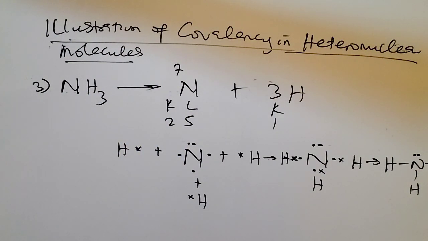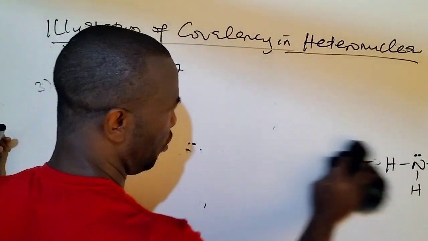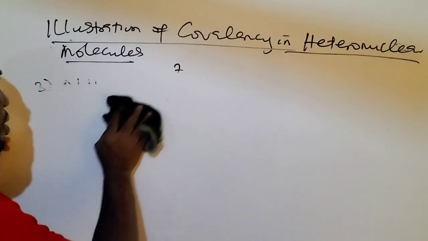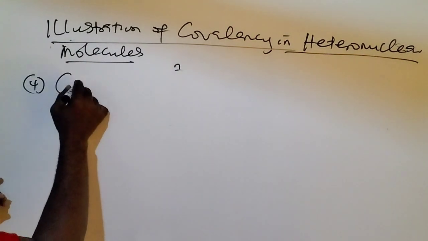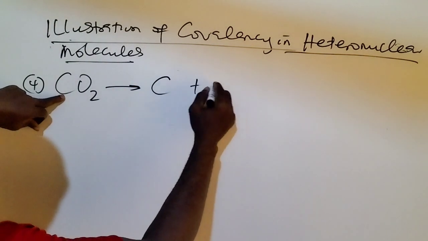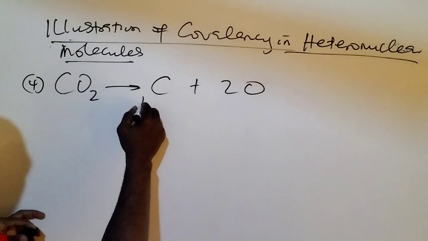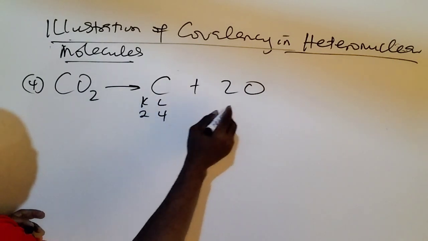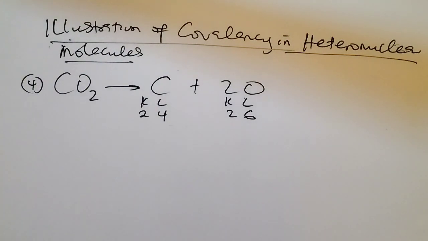Having done that, the next heteronuclear molecule I will take is carbon 4 oxide. It's called carbon dioxide, CO2. Let's see the bonding in this molecule. If you break it, you have 1 carbon atom and 2 oxygen atoms in CO2. So you write the electronic configuration. Carbon is 6, that is 2, 4. Oxygen is 8, that is 2, 6.